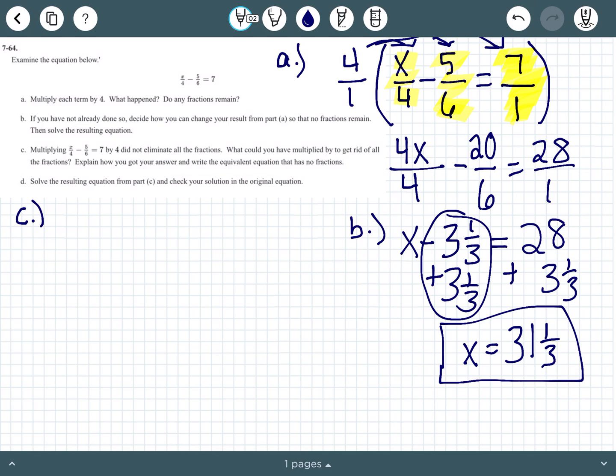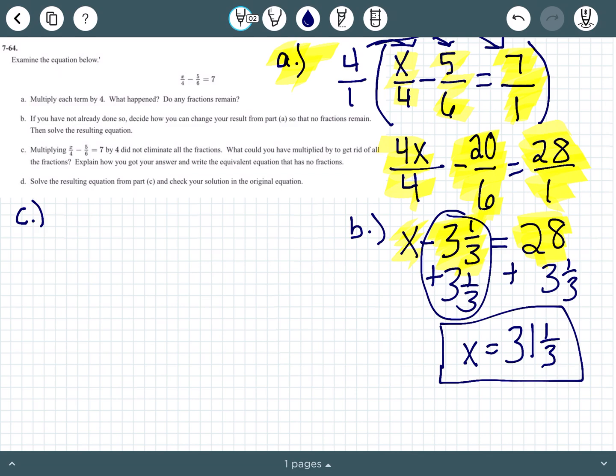So what they're saying is, you know, it worked for when we multiplied everything by 4 like we did in our first step here in part A. We got 4/4 x, which gave us a nice just 1x. We also got 28 over 1, which gave us 28. Now we had a negative 20/6, which gave us a negative 3 1/3. So we still had fractions. So they want to know now, is there something else we could have multiplied by so that we didn't have any fractions and we were working with just nice integers?